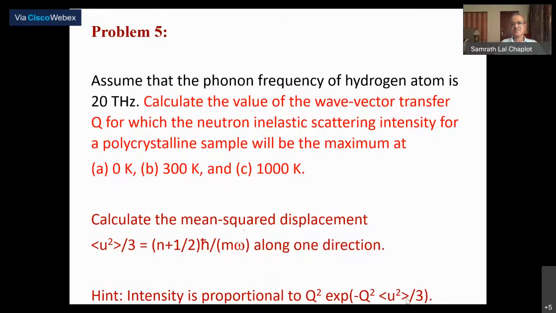proportional to this. So once this is the case, you can find out what is the value of Q for which this intensity will be maximum. Okay, so that would be easy, and you can do it for 3 different temperatures. So that will give you an idea of what are the Q values for which the intensity could be maximum.